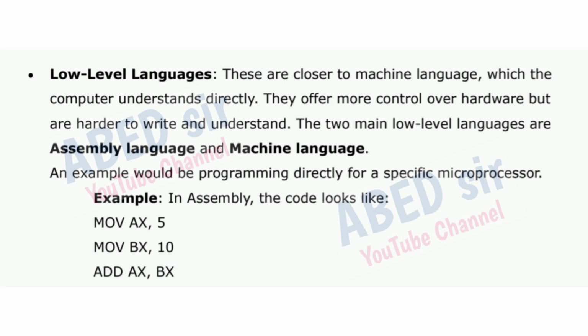They offer more control over hardware but are harder to write and understand. The two main low-level languages are assembly language and machine language. An example would be programming directly for a specific microprocessor. Example: in assembly, the code looks like MOV AX, 5; MOV BX, 10; ADD AX, BX.